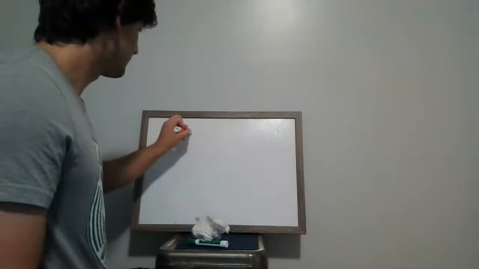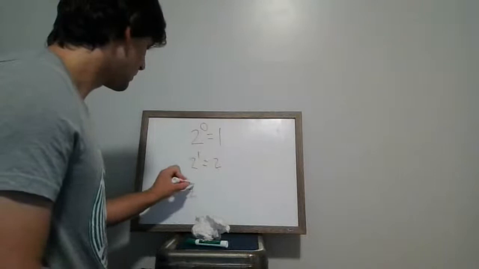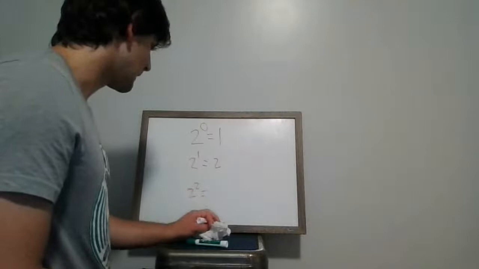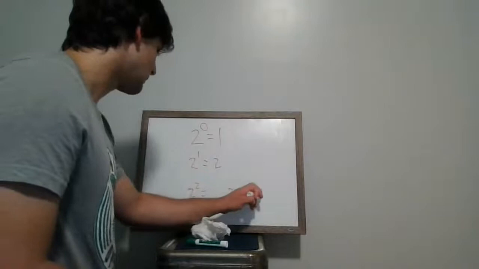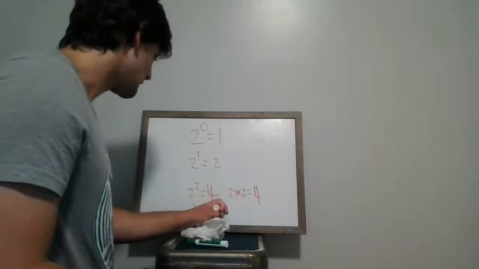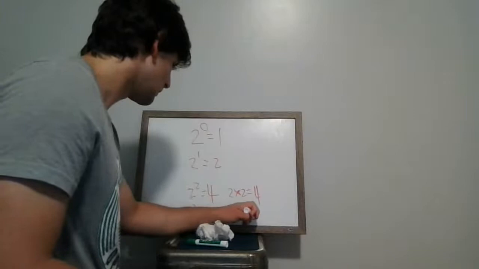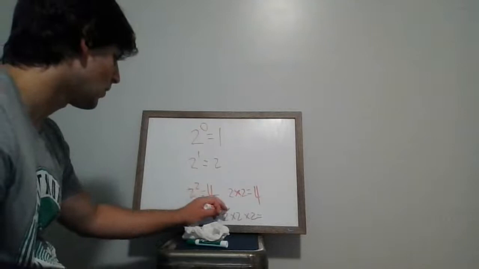So again, 2 to the 0 power equals 1, because any number to the 0 power is always going to equal 1. 2 to the first power equals 2. 2 to the second power equals the same as 2 times 2, because remember, exponents are repeated multiplication. So 2 times 2 equals 4. 2 squared, or 2 to the second power, equals 4. Now here's where it gets tricky. 2 to the third power is the same as 2 times 2 times 2. So 2 times 2 equals 4, and then 4 times 2 equals 8.